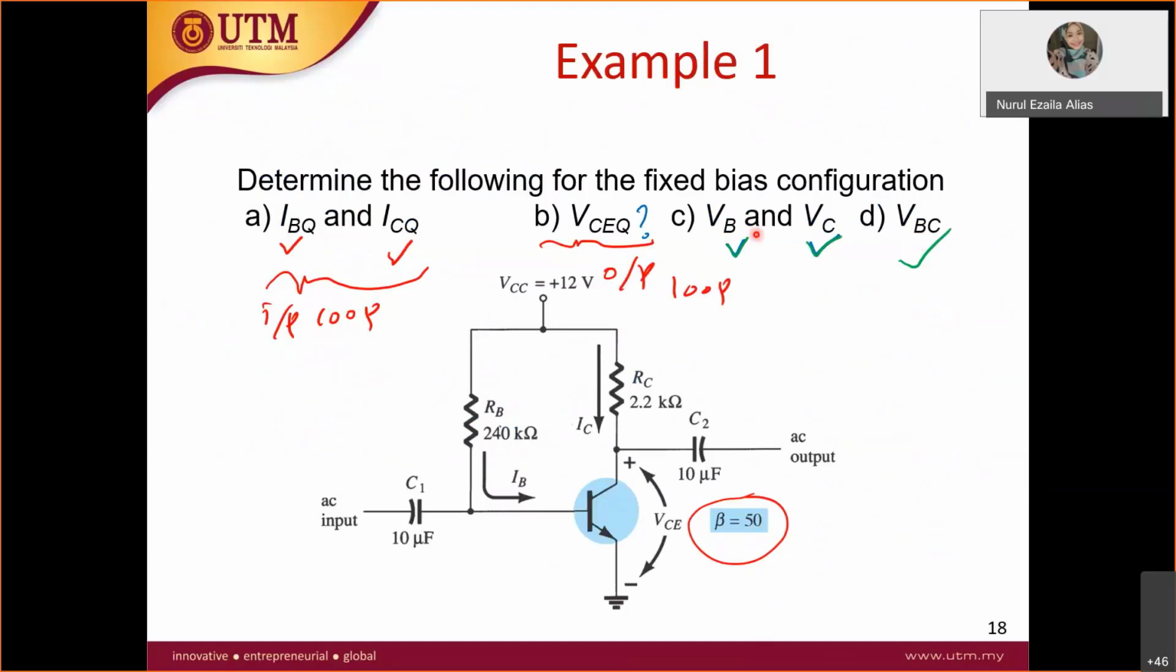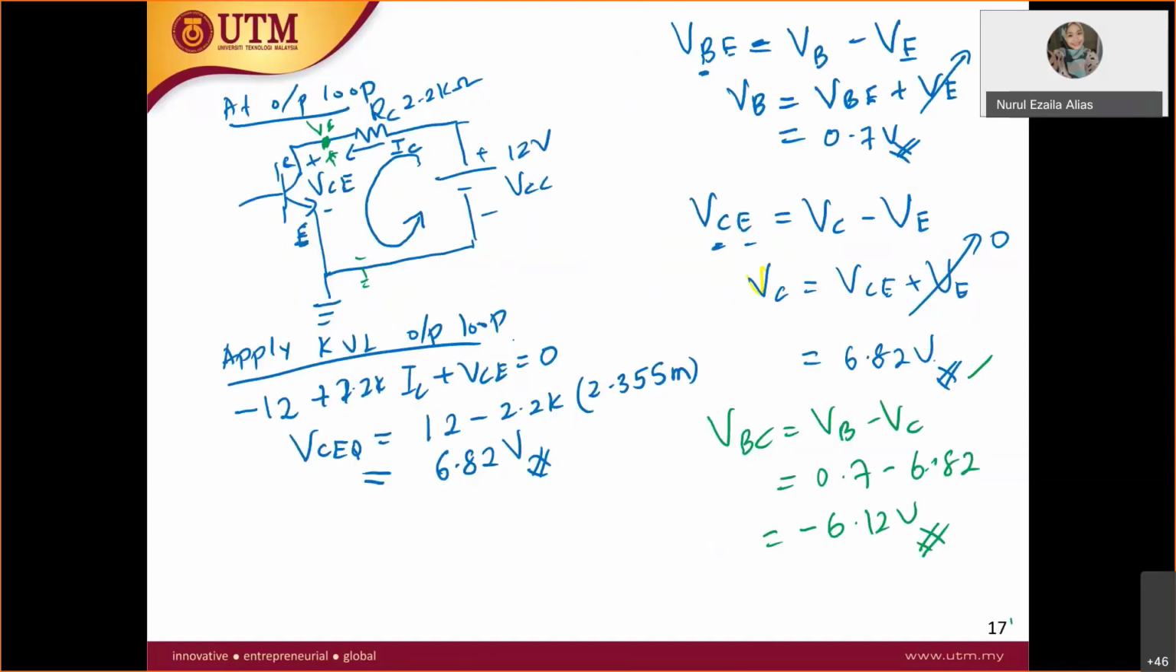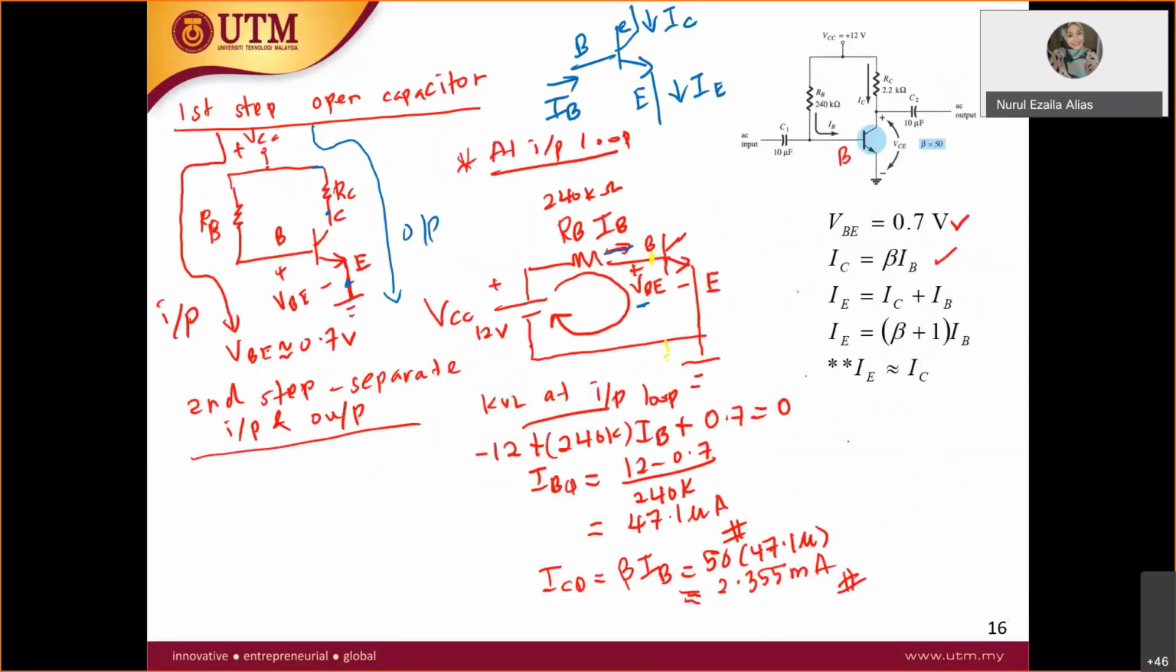The question asks you to calculate all these voltages. If VB means from base terminal to the ground, VC from collector terminal to the ground, and VBC means from base to collector. How do you do it? I think the simplest way is to look at the voltage notation. When it is VBE, it means VB minus VE. So from here you can get VB. If VCE means VC minus VE, from here you can get VC. Since the emitter is grounded, there is no resistor here. Therefore VE is 0 volt.